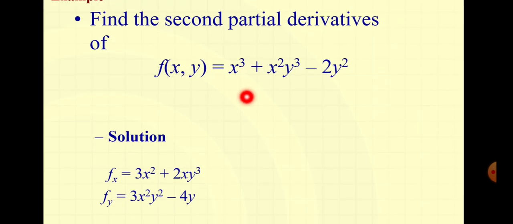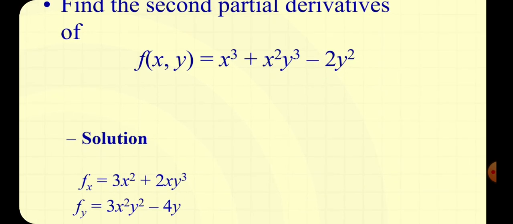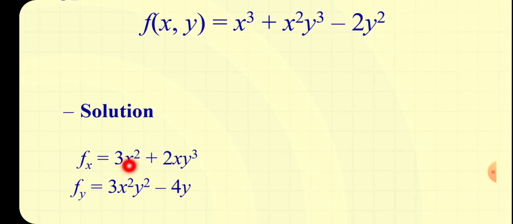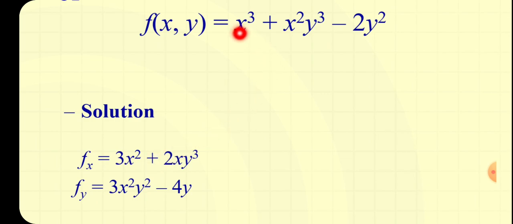Another example: here we have a function f of x and y. We want to find the second partial derivatives. So we have to find the first derivatives, fx, or partial f partial x. We are working with x only. The derivative of x to the power 3 is 3x squared. For x squared y to the power 3, y here is a constant because it is a partial derivative with respect to x only, so we treat y as a number. The derivative of x squared is 2x, and y to the power 3 you copy. This term doesn't include x, so its derivative equals 0.